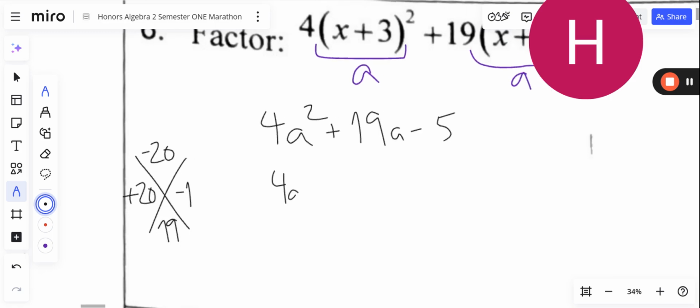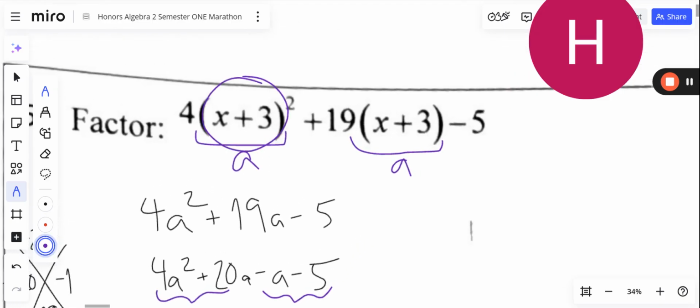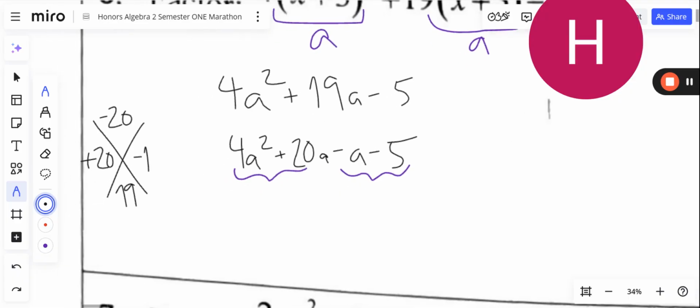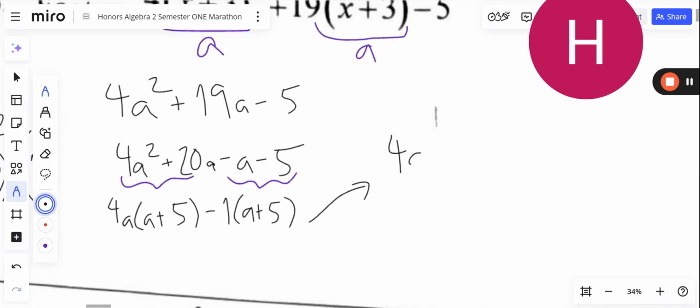And therefore we can split the middle as follows. 4a squared plus 20a minus a minus 5. And now it's time to employ group factoring. Keep in mind, everybody, that a was a replacement from the beginning. So we're going to have to replace things back. Let's take out 4a, leaving us with a plus 5. And then let's take out negative 1, which will also leave us with a plus 5. And so overall, our factoring is going to be 4a minus 1 times a plus 5.